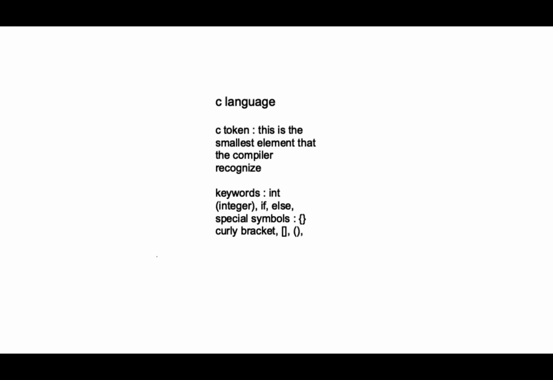And there are so many symbols like comma. It has meaning. Like this colon, it has meaning. Those are special symbols that actually have meaning to the compiler. And most times we use semicolon.